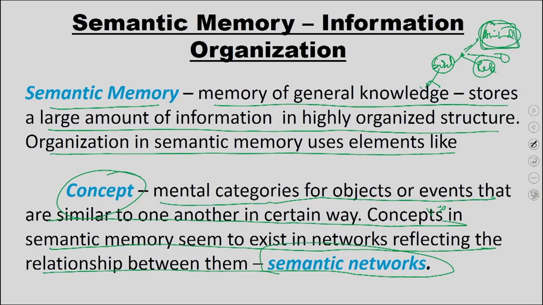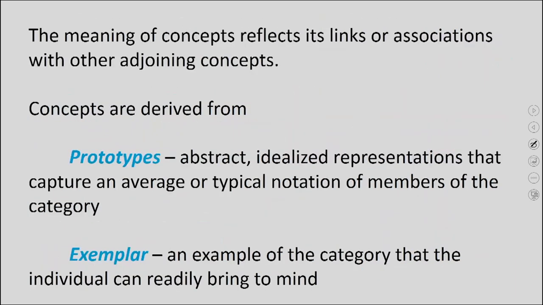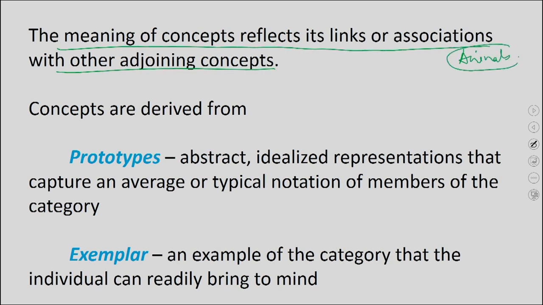Here is the concept of animal, here is the concept of bird, and here is the concept of different birds, and so on. And this is how information is stored in semantic memory. The meaning of a concept reflects in links or associations with the adjoining concepts. For example, animal is one concept. All four-footed beings which can walk, locomote, and make their own food are animals.